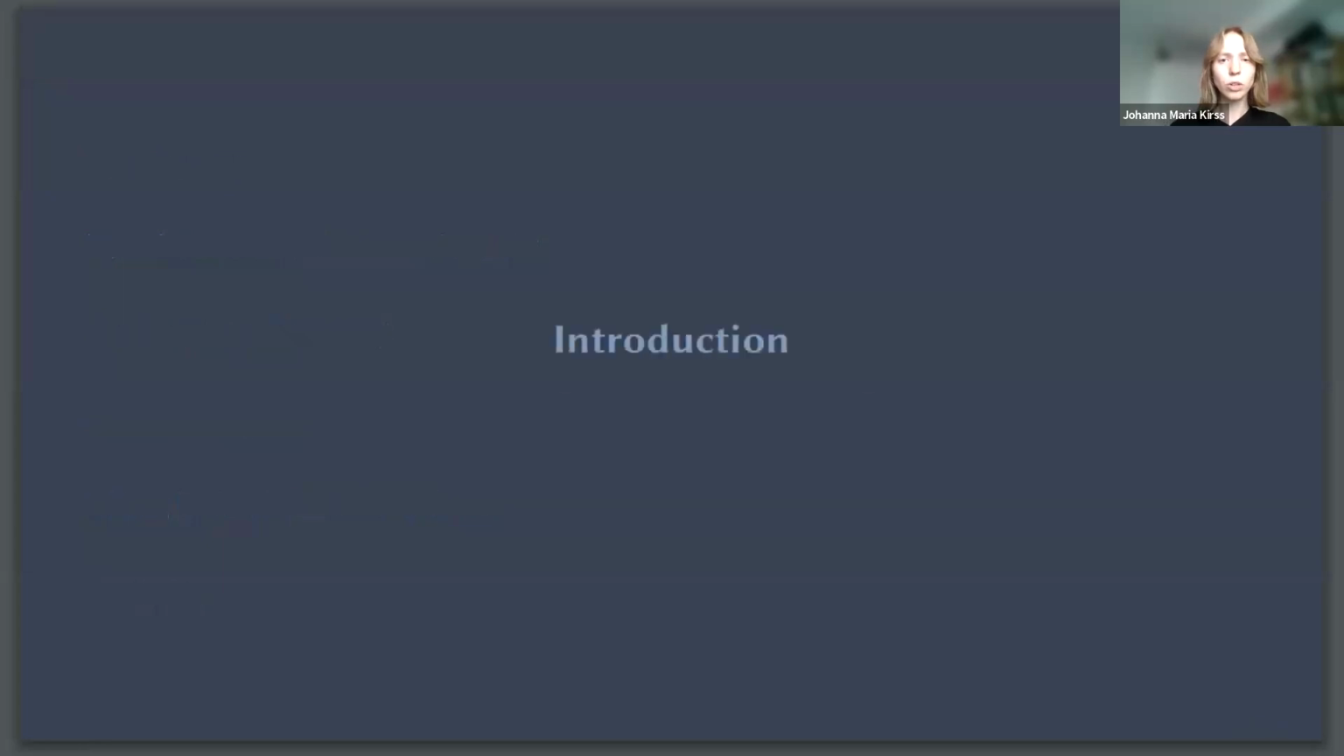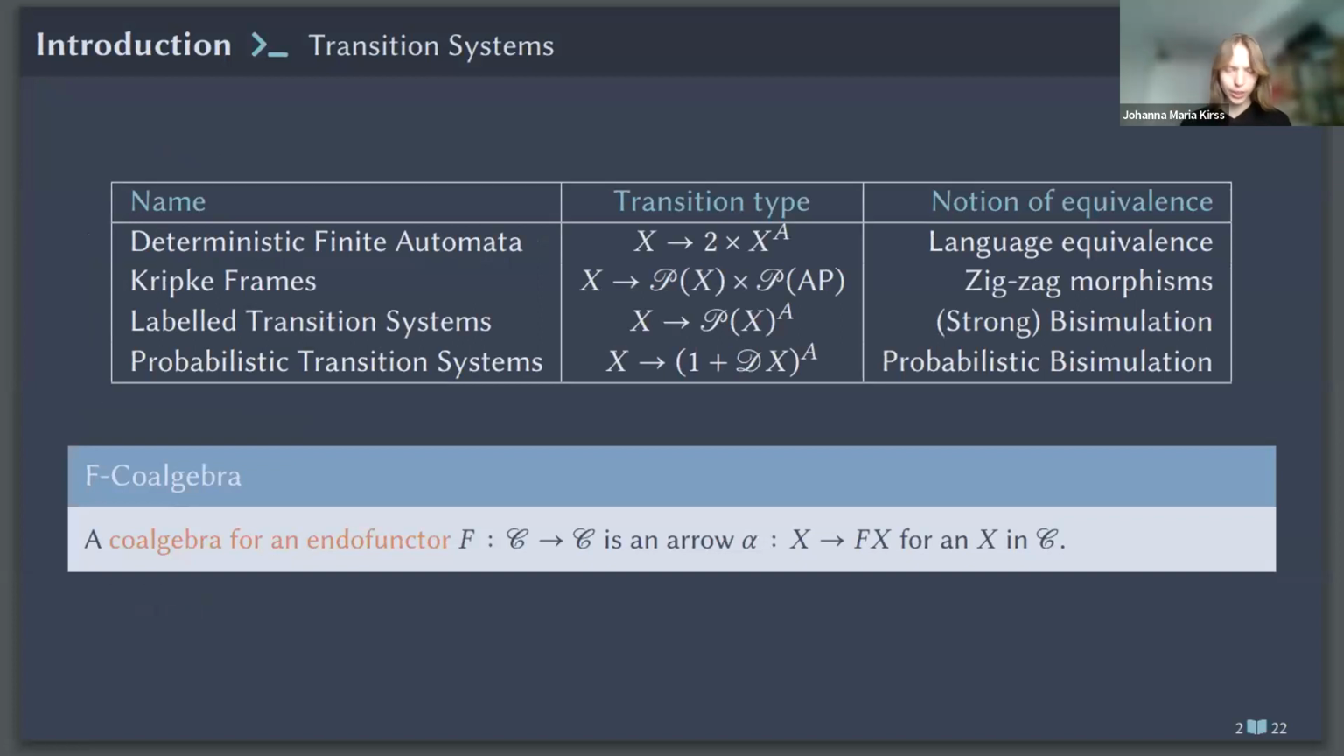So for the introduction, the reason we care about lifting functors is that usually we have functors on Set, and then we want to lift them into some category that has a forgetful functor into Set. The motivation is the idea of coalgebras for endofunctors. They are used in different ways to model transition systems of various kinds, for example deterministic finite automata, Kripke frames, labelled transition systems, probabilistic transition systems. What they have in common is that they can all be modeled as functions from a set X into the image of that set X under a specific functor. For deterministic finite automata, that functor would take X to the product of the 2-element set and all the functions from a given alphabet A into X.